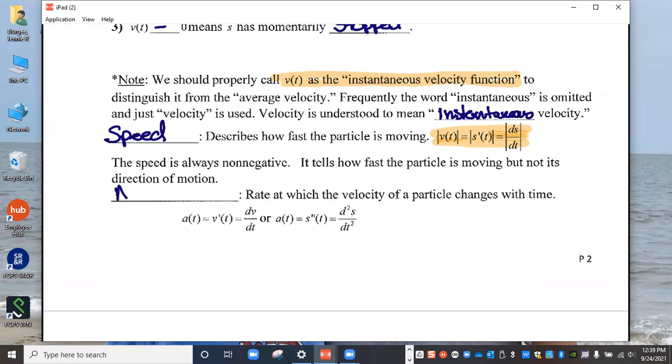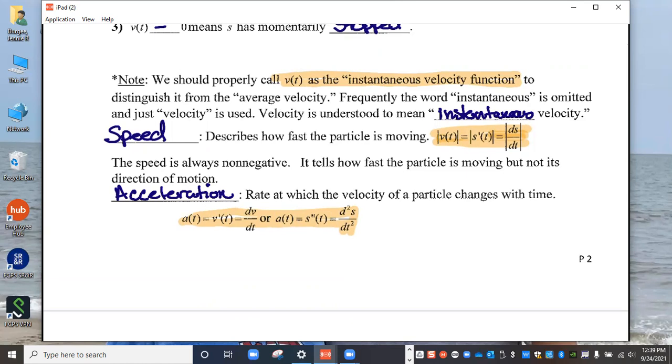Another function we'll look at is acceleration. That's the rate at which the velocity is changing over time. So your acceleration is the first derivative of the velocity function, or the second derivative of your position function. Anybody know what the third derivative is? Jerk, yeah. We don't really talk that much about jerk, but there is a third derivative, jerk, that's out there.